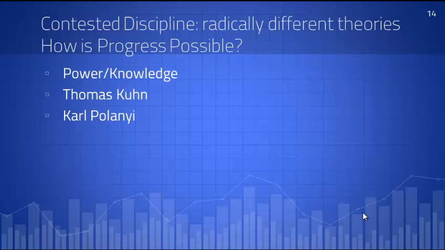So, economics is a contested discipline. There are radically different theories, as we have just shown, two theories which are very much opposed to each other. So, how can we make progress? How can we learn the truth? How can we develop better theories? How can we get understanding?